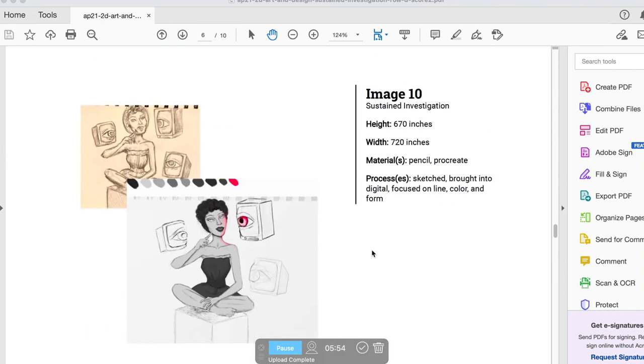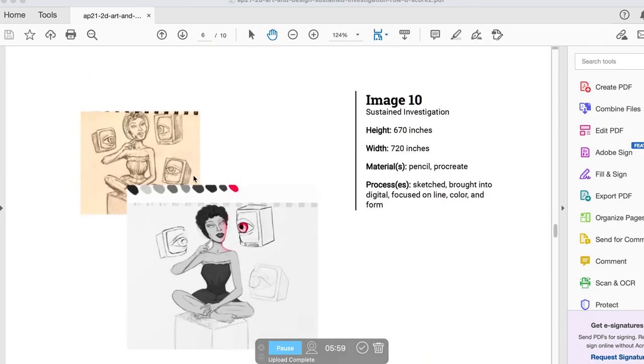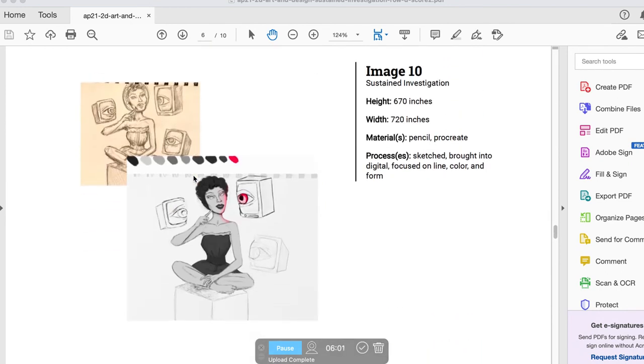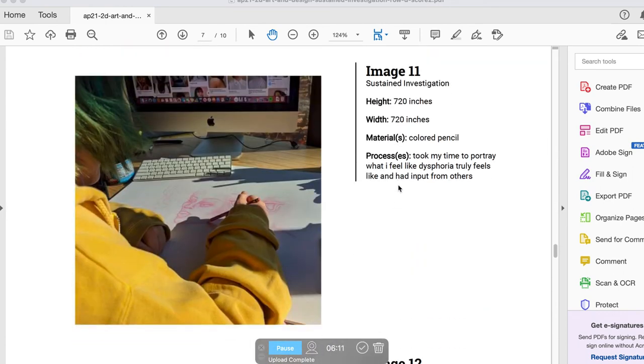Image 10. So here we're seeing more process images that informed this image. Pencil and Procreate. Sketched, brought into digital, focused on line, color, and form. Image 11. Colored pencil. Took my time to portray what I feel like dysphoria truly feels like and had input from others. So this is really them capturing themselves, working and creating.